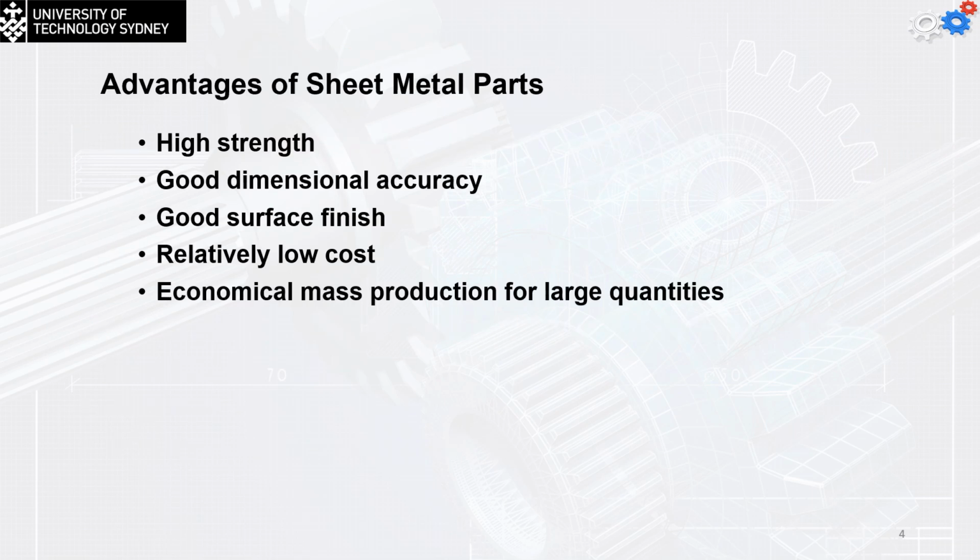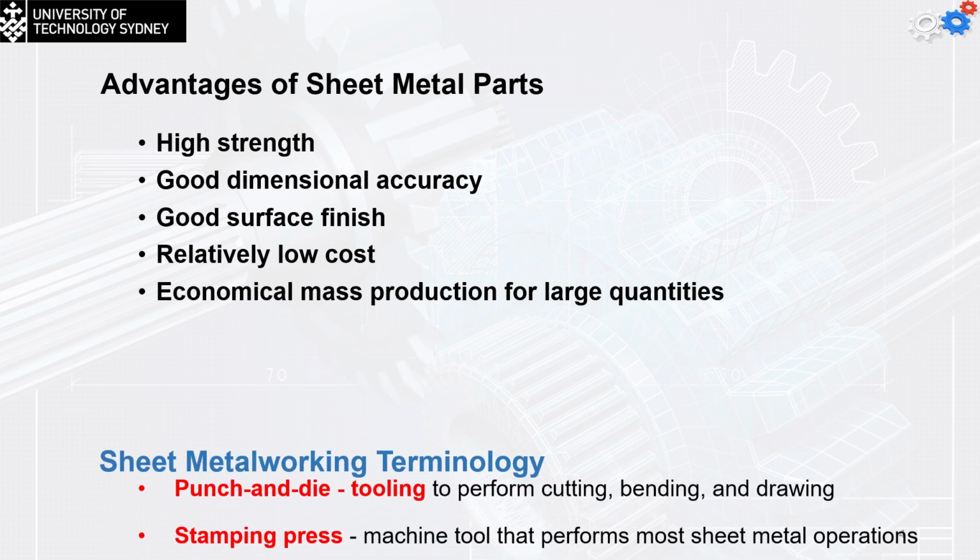The advantages of the sheet metal parts are, first, we're going to achieve high strength and good dimensional accuracy, good surface finishing, relatively low cost, and economical mass production for large quantities. Just imagine how many car doors we make every year, how many refrigerator bodies we make every year. All this stuff has been done by the sheet metal parts.